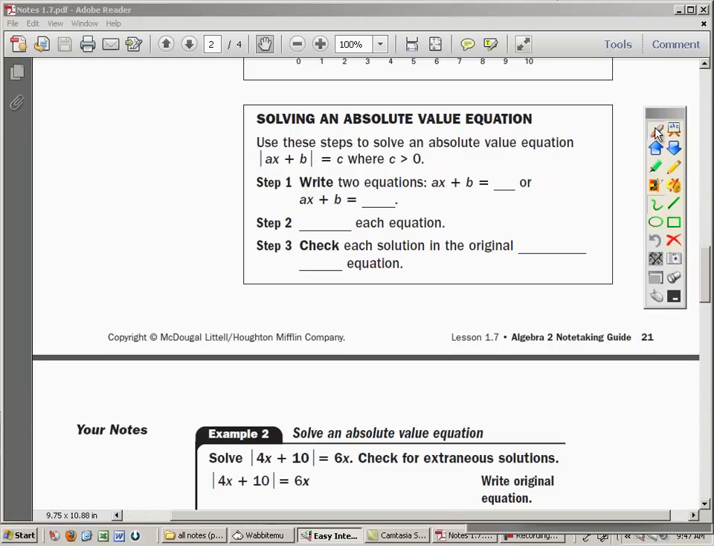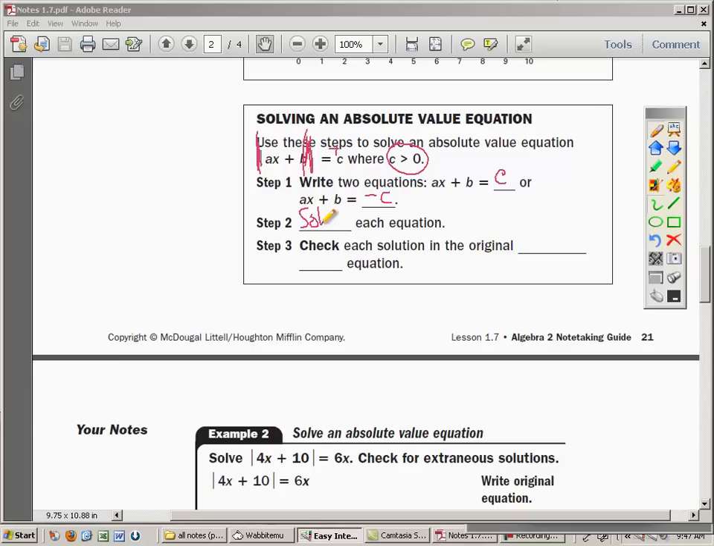The absolute value of ax plus b equals c, where c is greater than 0. And again, they're saying c has to be bigger than 0 because when you take the absolute value, it's got to be positive. That's why c has to be more than 0. So, like we did before, whatever's in the absolute value, either set it equal to positive c or negative c. Whatever that number is, it's got to be either positive that or negative that, because when I take the absolute value, it makes it positive.